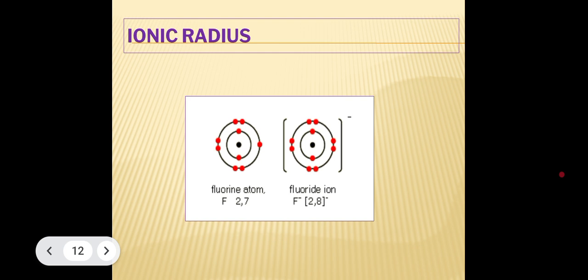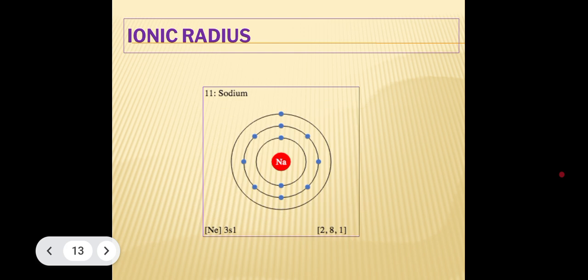Next, this is an example of the electronic configuration. Fluorine has 2 and 7, because the atomic number of fluorine is 9, and in the fluoride ion, one electron gets added to the shell, and it is now 2 and 8, and it gets a negative charge. Next, this is the atomic radius of sodium, and the sodium electronic configuration is neon and 3s1, and the electronic configuration is 2, 8, and 1.